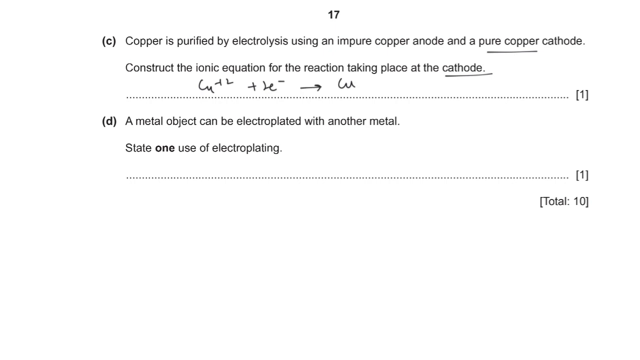A metal object can be electroplated with another metal. State one use of electroplating. We actually electroplate with another metal. For example, we galvanize with zinc. For example, we electroplate zinc on iron. Why? To make it anti-corrosive. So one use of electroplating: to make a metal object resistant to corrosion.